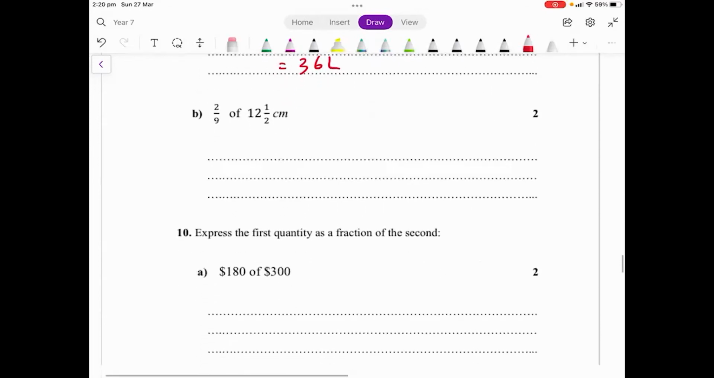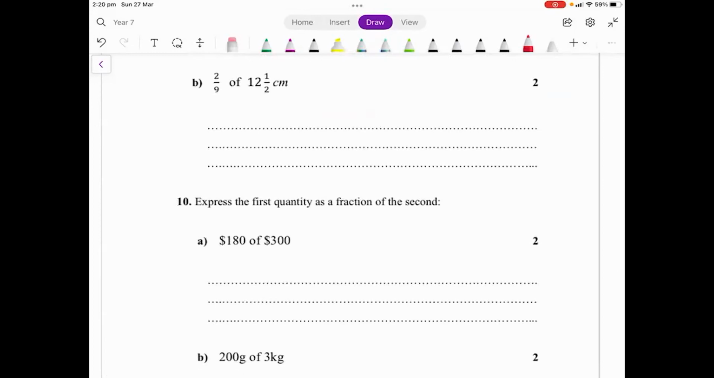Second question, we need to convert 12 and a half to an improper fraction. So that's 25 over 2. Then I can simplify first, so I'm going to cancel the 2's. That's simply 25 over 9. Change that back to a mixed numeral, and that's 2 remainder 7. So 2 and 7/9 of a centimeter.